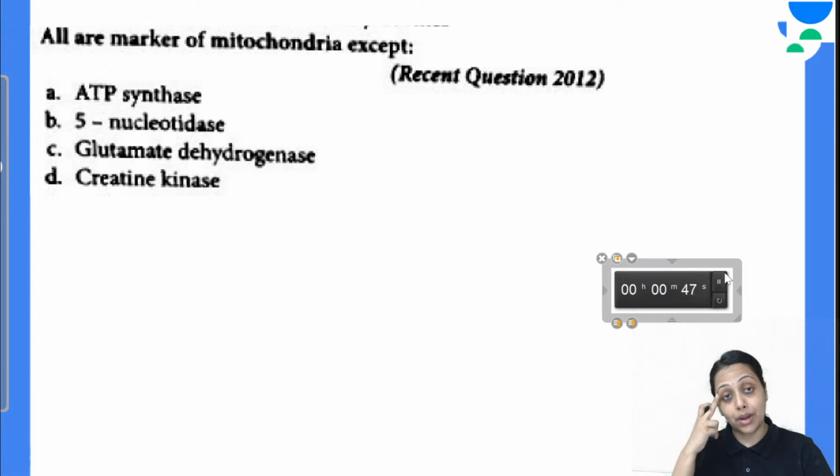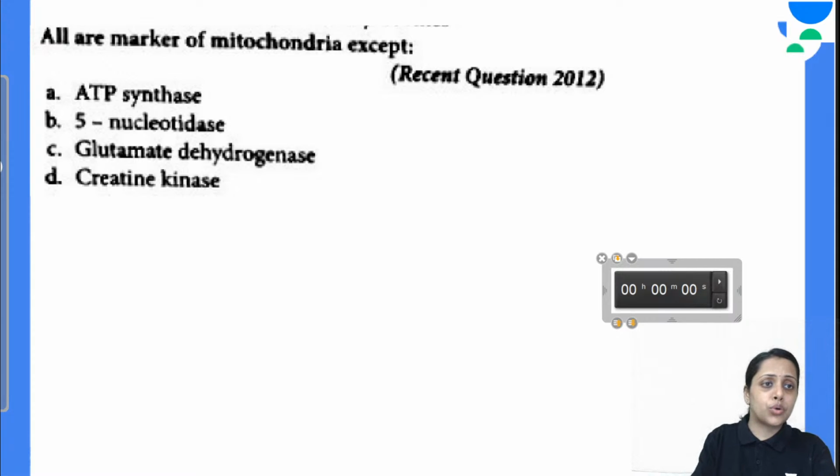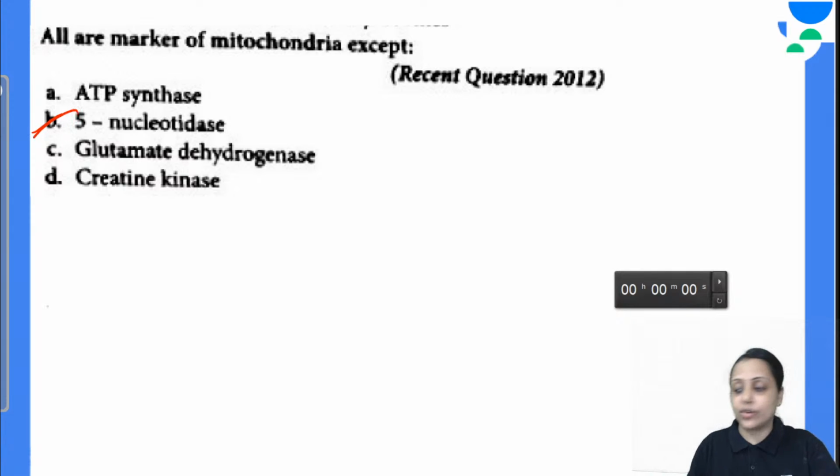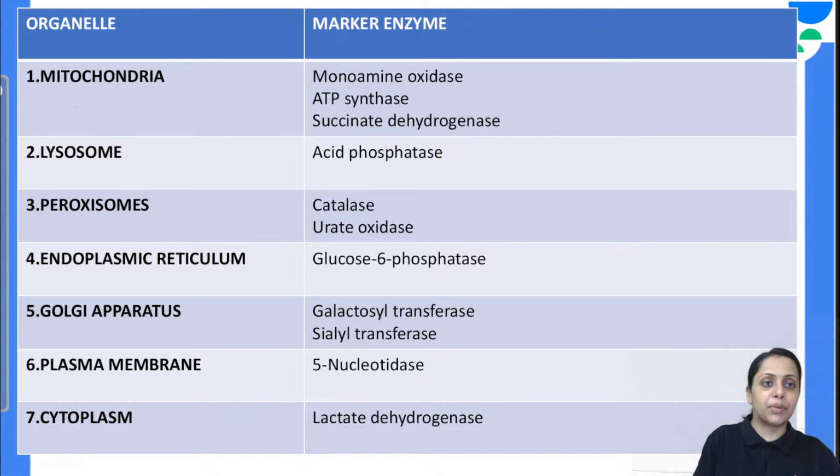Everybody answer this question. All are the marker enzyme for the mitochondria except, yeah, very true. All are the marker enzyme for mitochondria except 5-nucleotidase. Very good, everyone. This is the summary you have to remember.